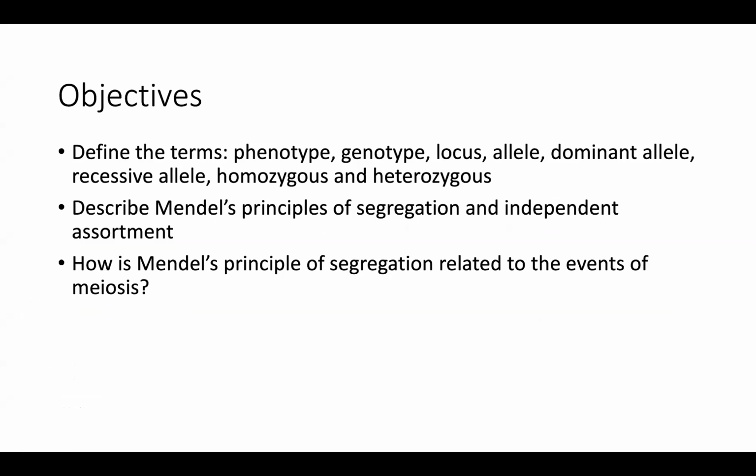I'm going to use a lot of terms today that you've probably heard before, but we want to make sure that we can define them and use them in context going forward. Genotype and phenotype, locus, allele, dominant alleles, recessive alleles, homozygous versus heterozygous. These are all terms that have relevance as we're talking about our genetic makeup, okay?